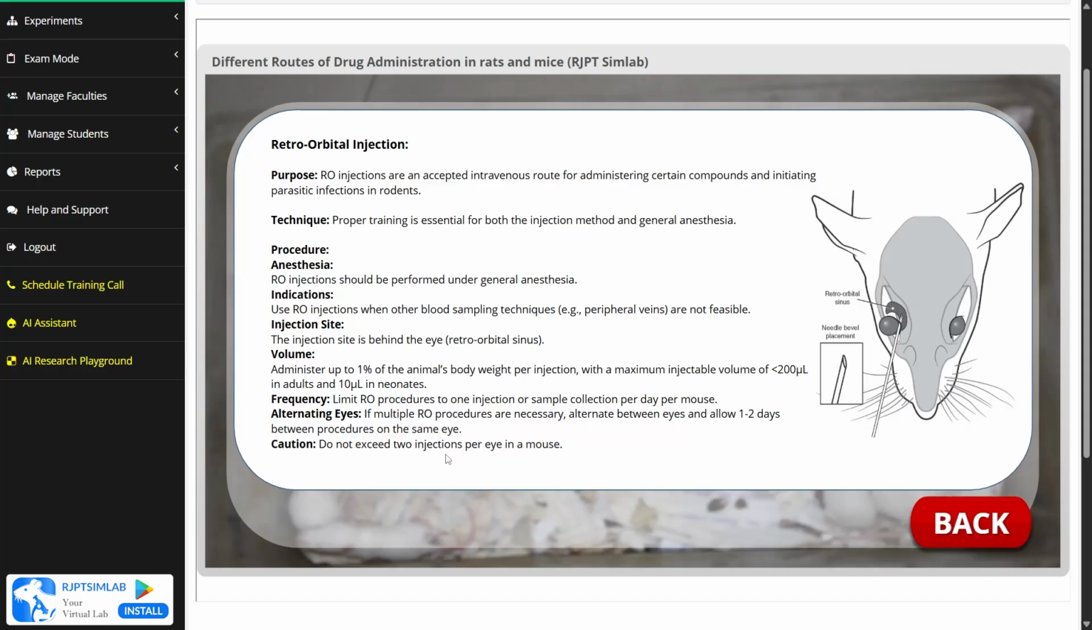Caution, do not exceed 2 injections per eye in a mouse. We do not have to give more than 2 injections per eye in a mouse, or 2 times in the same eye of a single mouse.